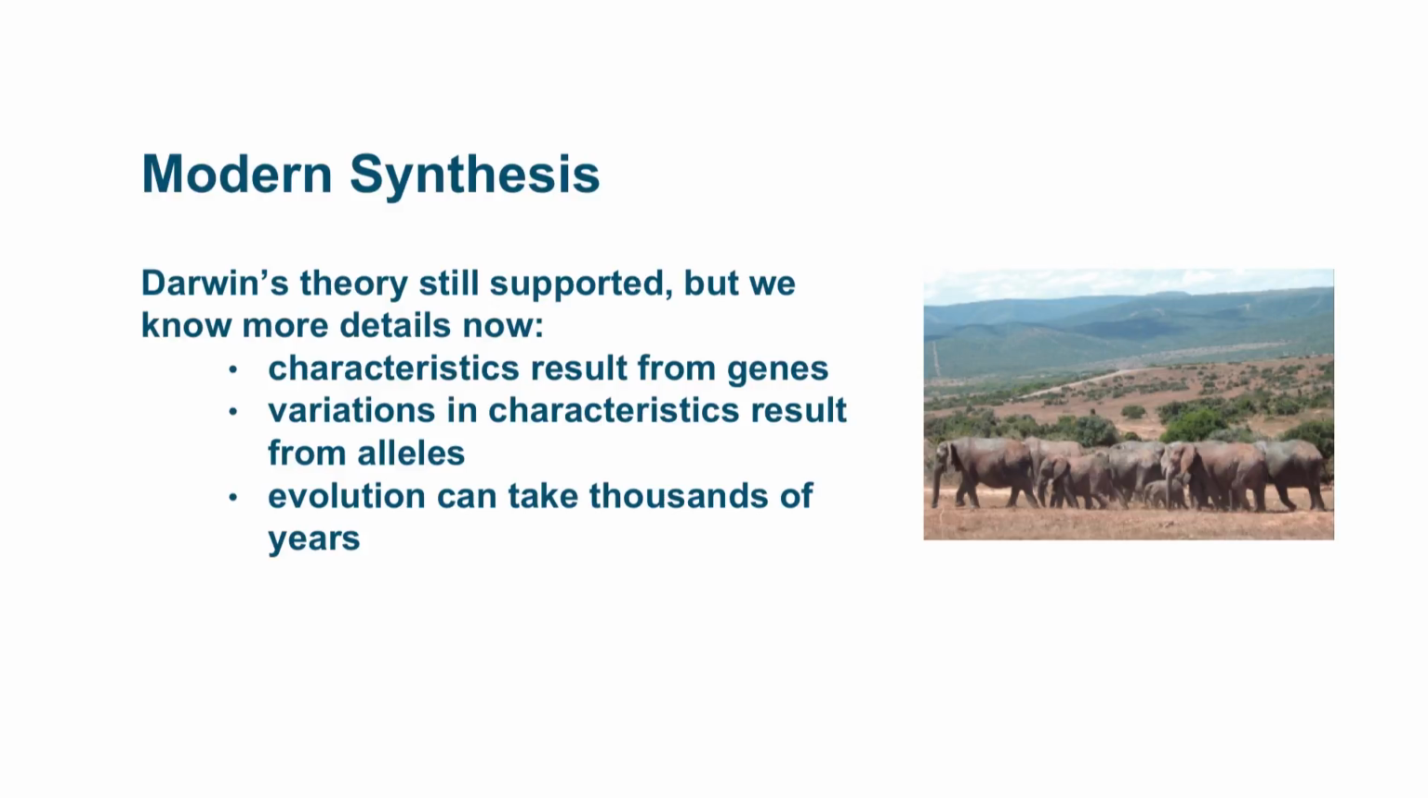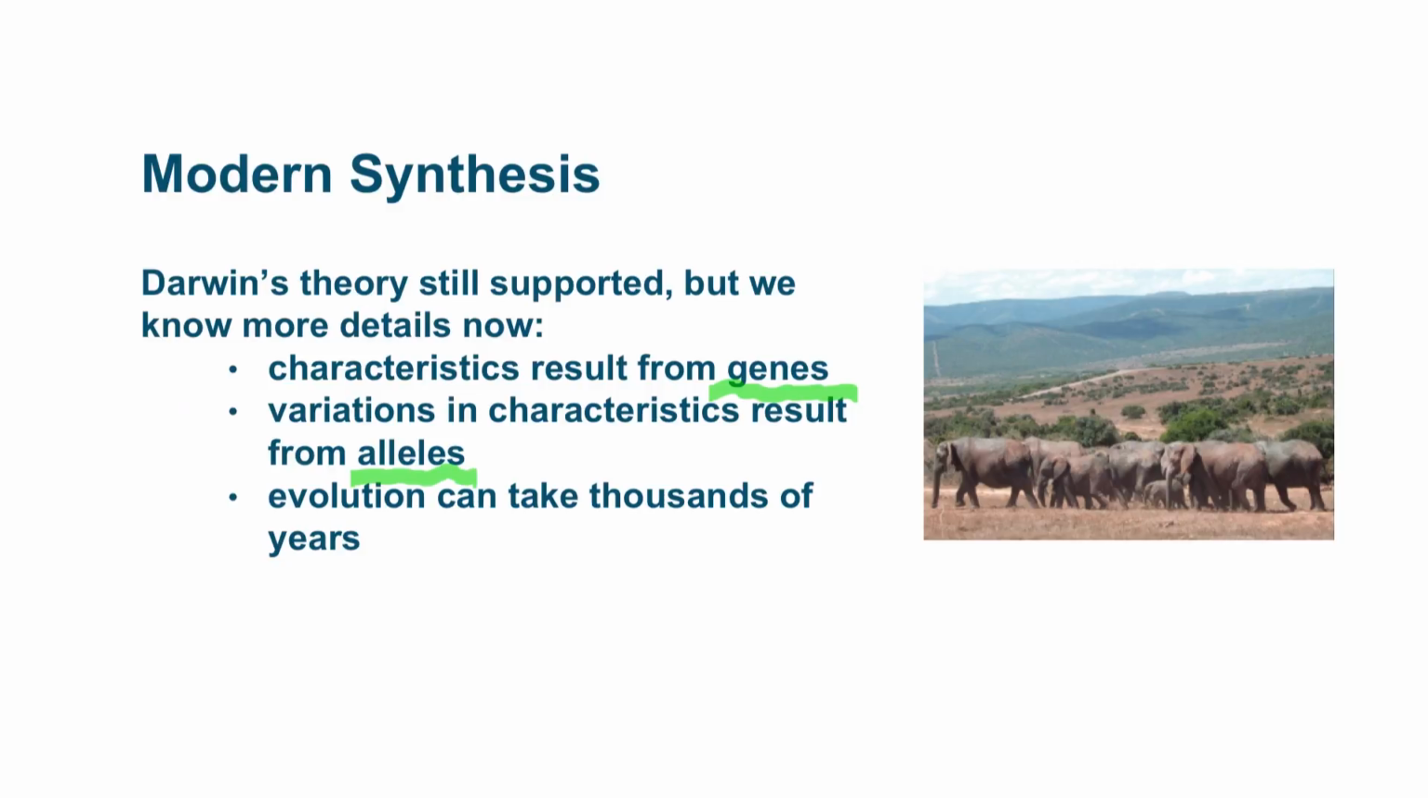The modern synthesis is that Darwin's theory is still supported by a huge amount of evidence, but we know more details now than he did in the 1800s when he published his theory. So now we know that genes are where these characteristics come from. Variations in characteristics are the results of alleles.